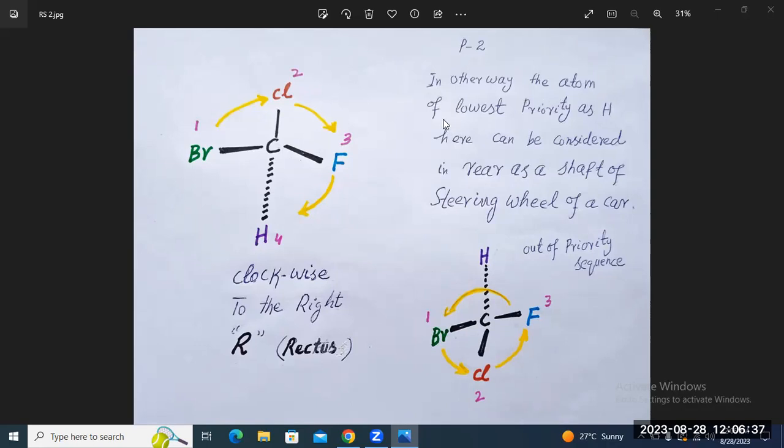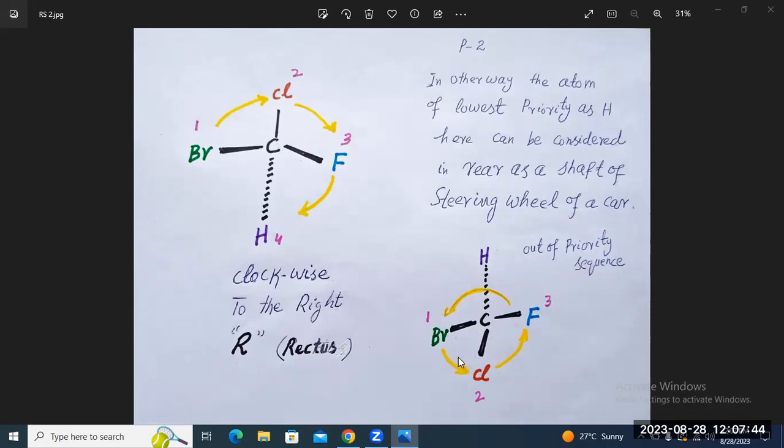In another way, the atom of the lowest priority, as hydrogen here, can be considered in the rear or at the back side of the molecule, like the shaft of the steering wheel of a car. If we consider it as the steering wheel of a car or a bus, then the atom which is lower in atomic number can be considered at the rear or at the back side of the molecule. And in this way, it can be considered out of priority sequence. You can see here the hydrogen is represented with the dashed line showing the hydrogen that is of lowest atomic number at the back side.